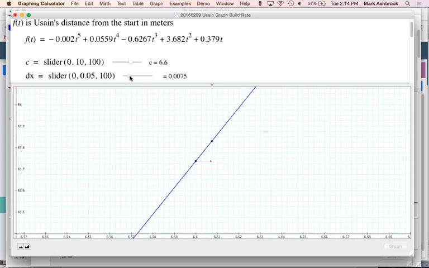So I'm showing here at 6.6 seconds. I've got a moment now. Maybe this is the moment from 6.56 seconds to 6.66 seconds. Or maybe my moment is 6.58 to 6.63.